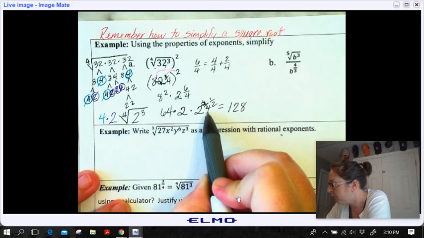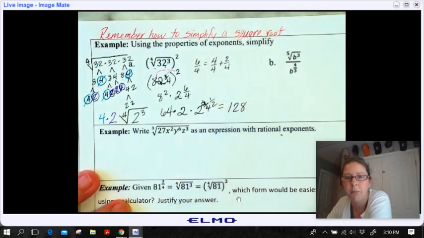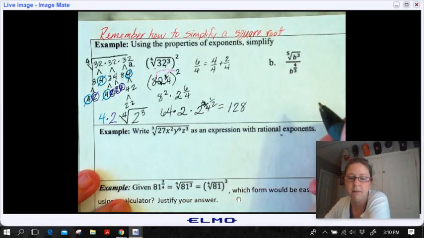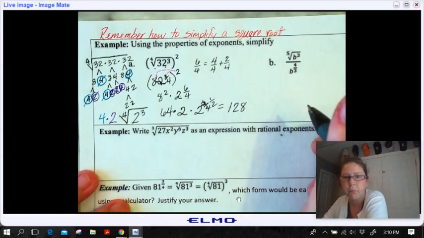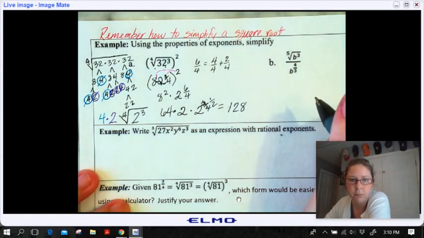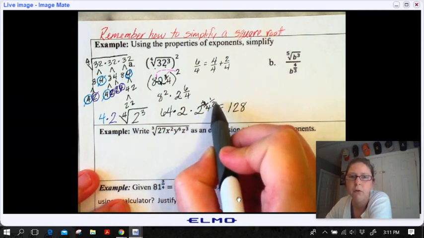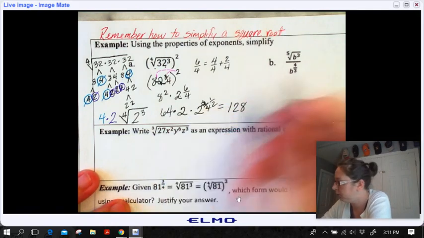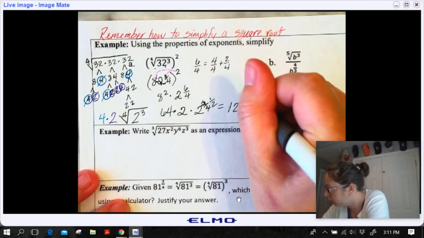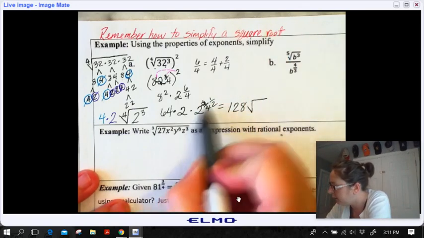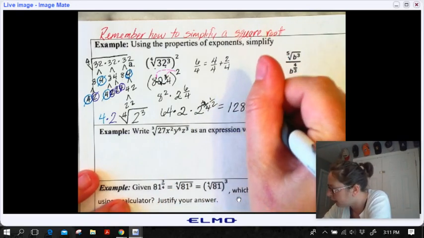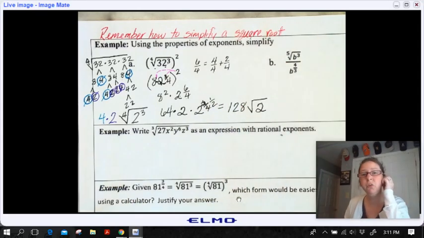And then I've got 4 to the 1/2 power. So what that's the same as is, oh, I'm so sorry. That's a 2 to the 1/2 power. So the bottom is going to drop out and become the root, and inside I'm left with 2 to the 1st power. So 128 square roots of 2. That is, gosh, that's my answer for part A.